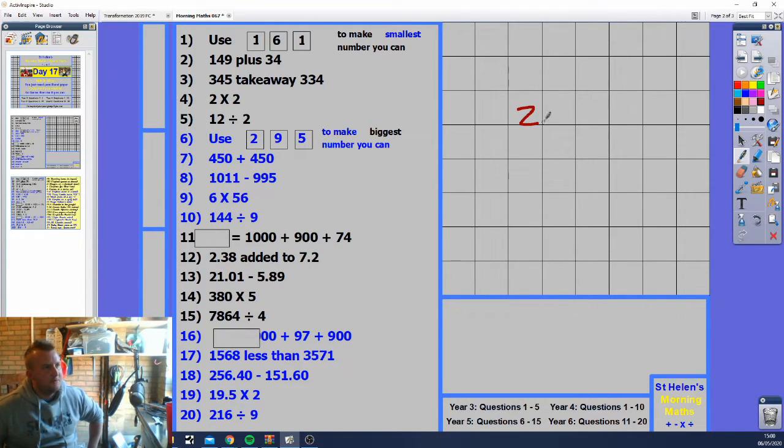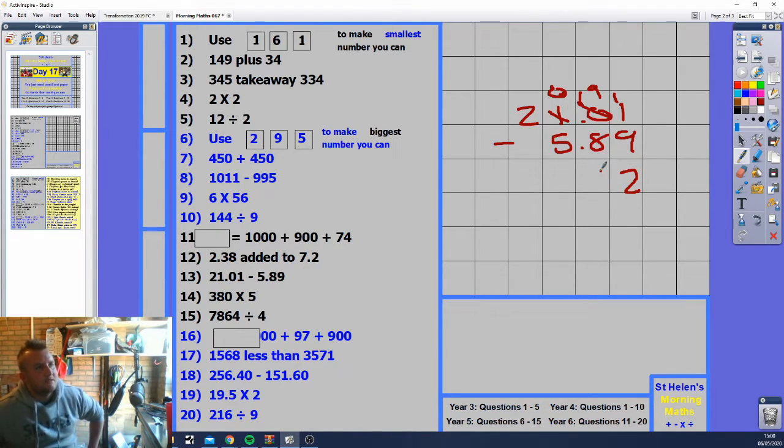Right, 21.01 take away 5.89. So we borrow from here because 1 minus 9 can't happen. So we borrow from the unit. That becomes 0. That becomes 10, which has to then become 9 because we're borrowing from here. So 11 minus 9 is 2. 9 minus 8 is 1.